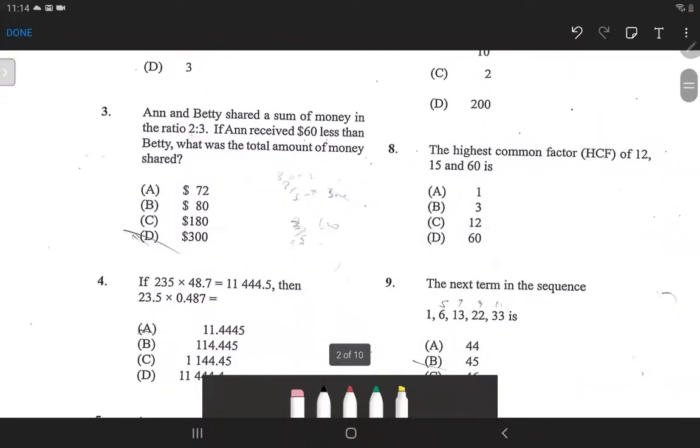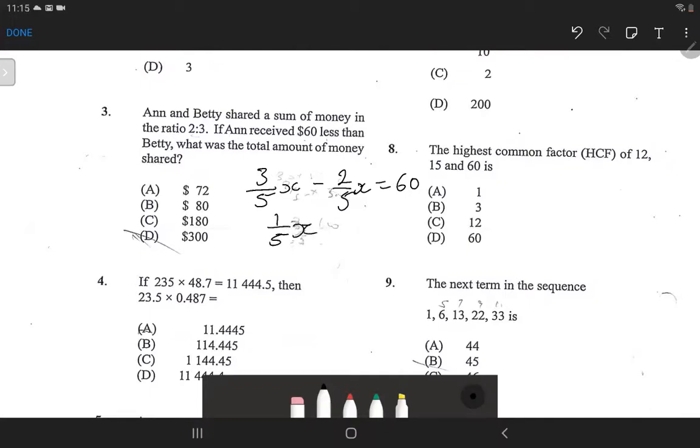Anne and Betty share a sum of money in the ratio 2:3. If Anne receives $60 less than Betty, what is the total amount of money? Well, notice that they have 5 shares. 3 plus 2 is 5. So we have 3/5 of your number minus 2/5 of your number is equal to 60. Right, $60 less. So that means 1/5 of your money is equal to 60. So the total sum of money would be 60 by 5, which is equal to 300.